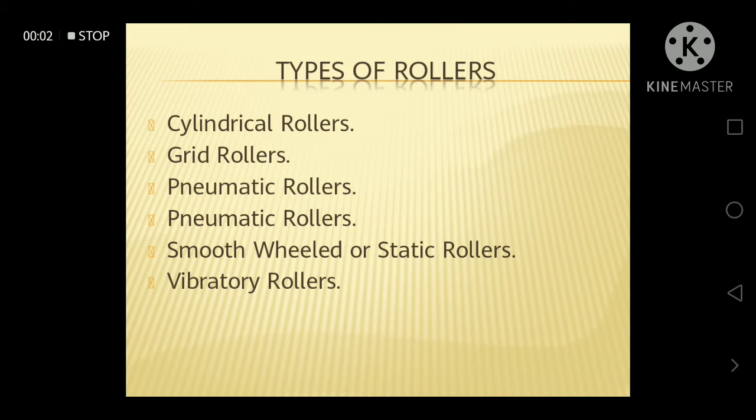Types of rollers. There are different types of rollers: cylindrical roller, grid roller, pneumatic roller, smooth wheel or static roller, and vibratory roller. So, grid rollers are a type of roller that has a network of steel bars which create a grid-like pattern on the steel drum.